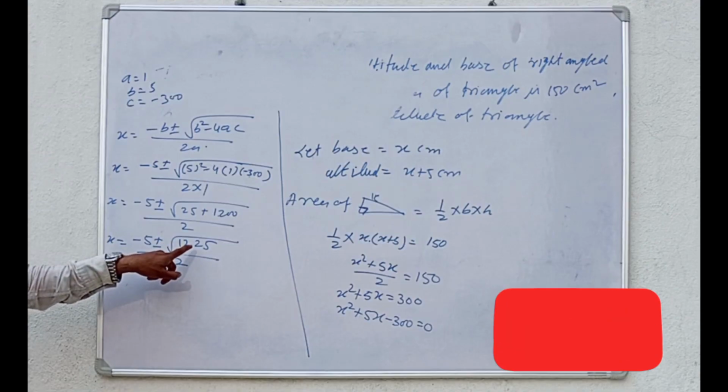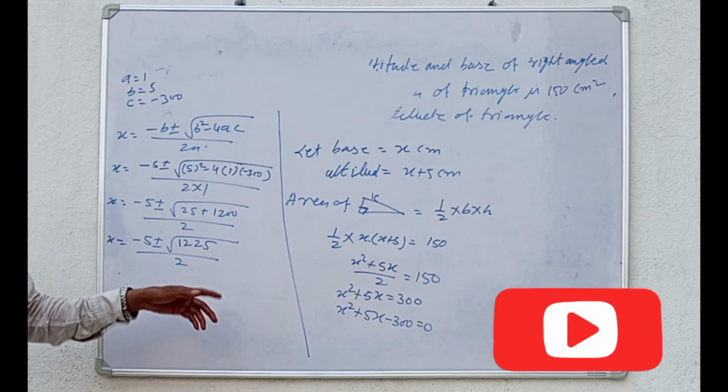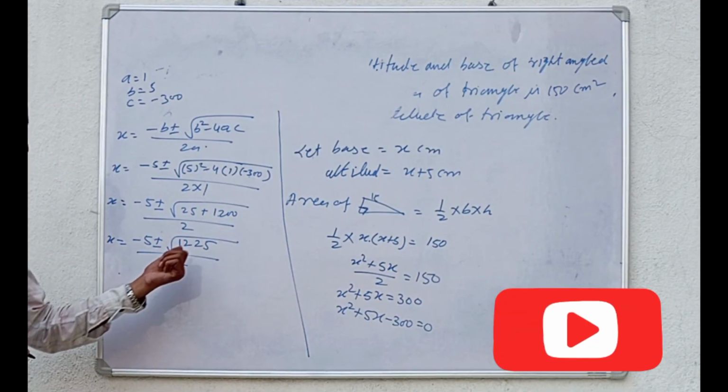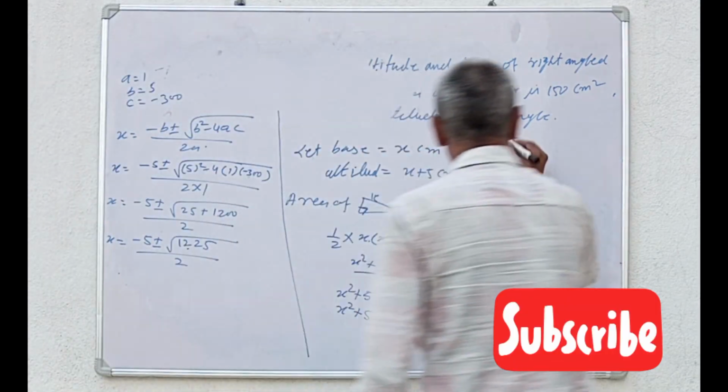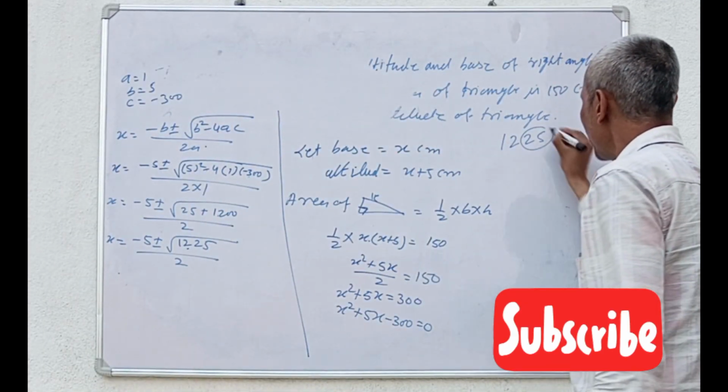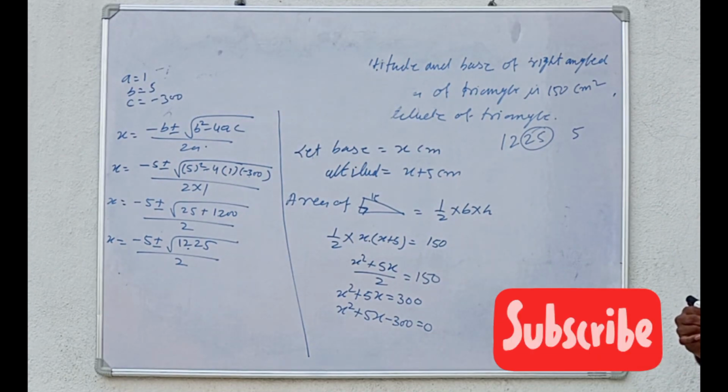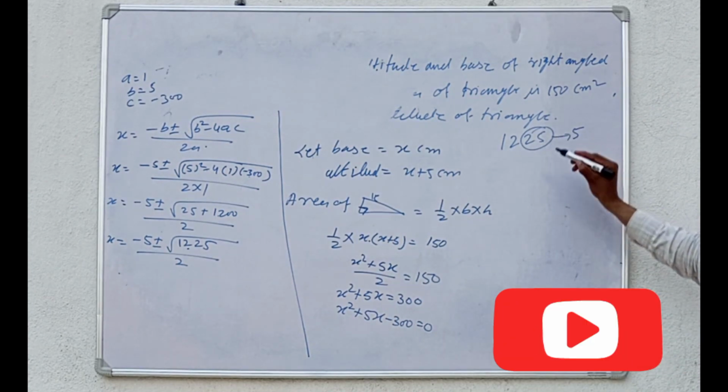Now if the last two digits of a number are 25, then to find the square root of that number, whatever number it is, let's check it. For 1225, the 25 will give 5. The root of 25 is 5. This is a shortcut trick.